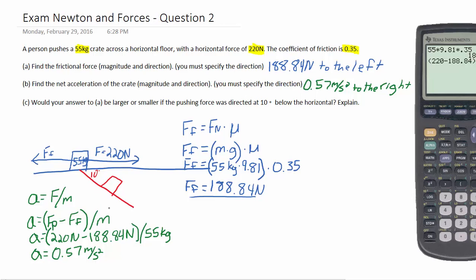We know that it's going to be less because normal force is going to be less, because normal force will only be a fraction of the mass times gravity because it's on an incline. Normal force from mass times gravity is going to be highest on a horizontal plane, and so the answer to this would be less because normal force would be less.